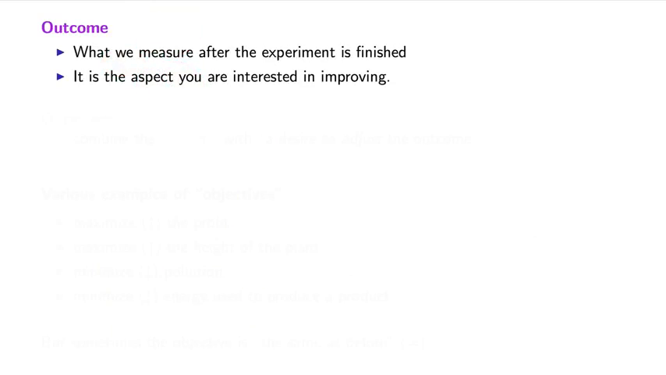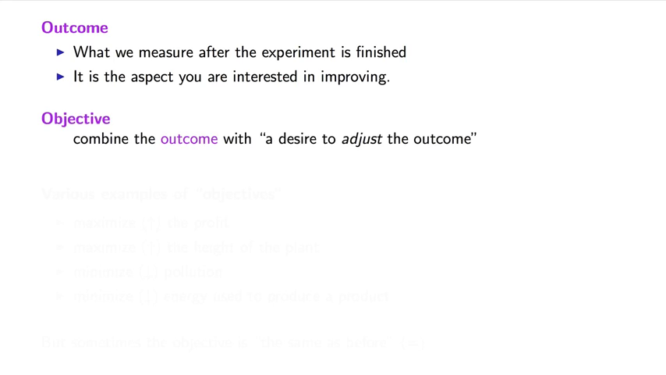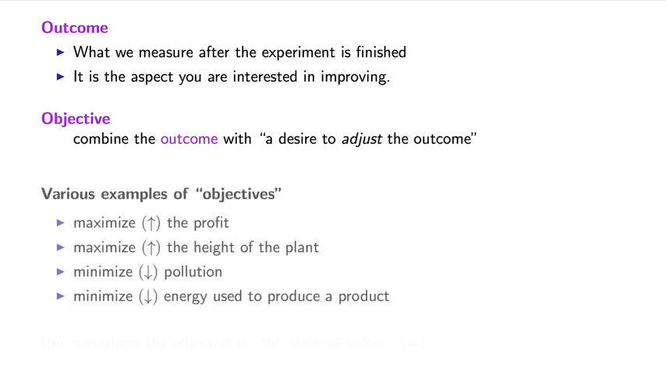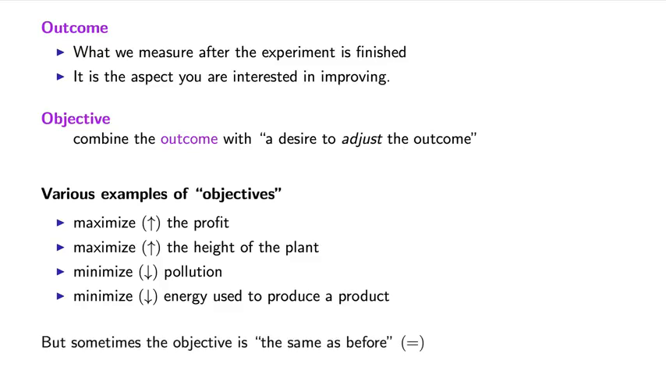When we combine an outcome and the need to adjust the outcome, we get what we call an objective. In other words, outcome plus a desire to adjust the outcome equals the objective. Here are some examples of objectives. Maximize the height of a plant. Minimize the amount of pollution. We most often want to maximize or minimize our outcomes, but sometimes we want our outcome to remain the same, even though we are changing the factors.